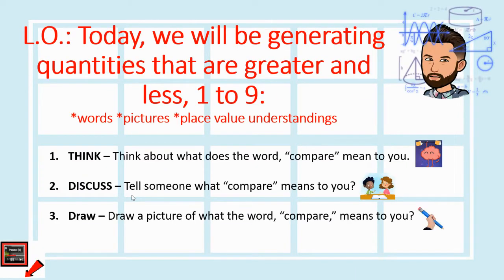Today what we're learning is we will be generating quantities that are greater and less, 1 to 9. We'll work with words, pictures, and place value understandings. Three things I want you to do. Number 1, think about what that word compared means to you. 2, discuss and tell someone at home what it means to you. And then 3, come back to your journal and either draw a picture of what that word compare means or write a few words if you can about what it means to you and what you talked with someone at home. Unpause the video when you're ready to go.